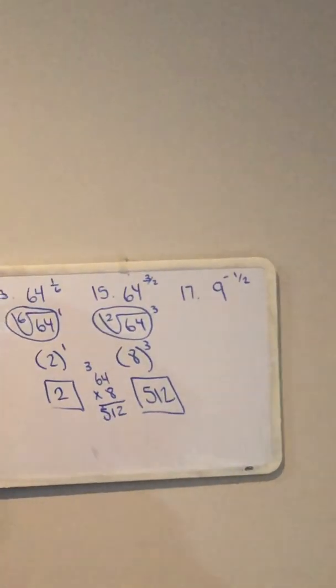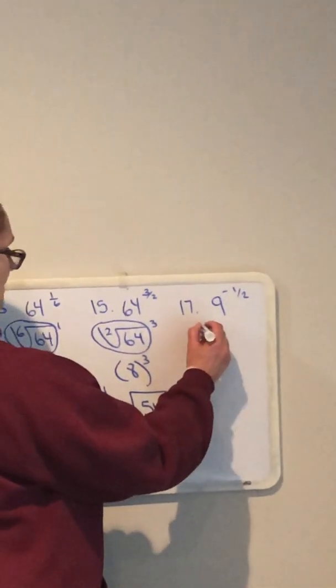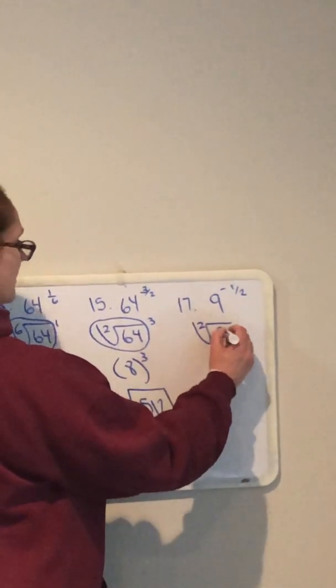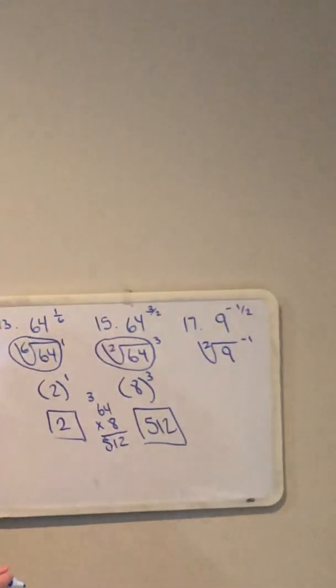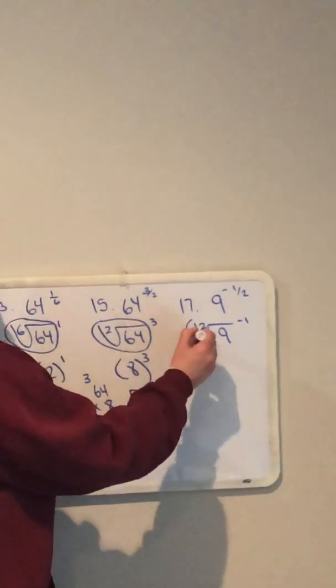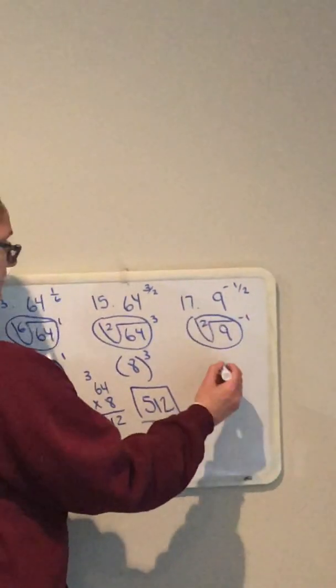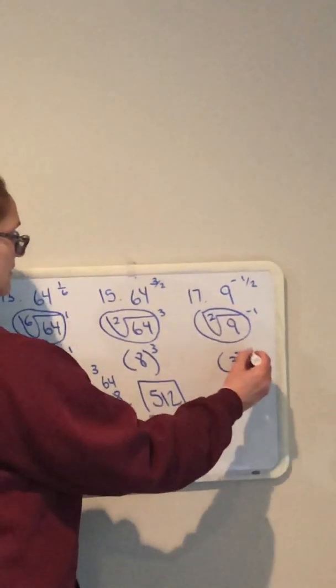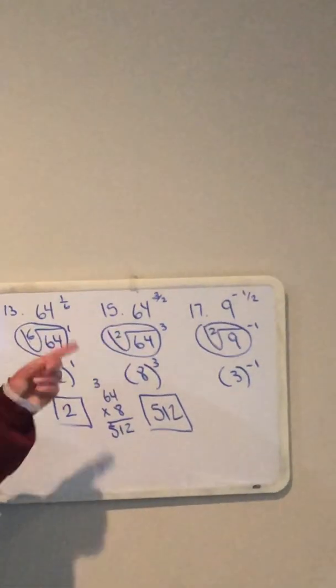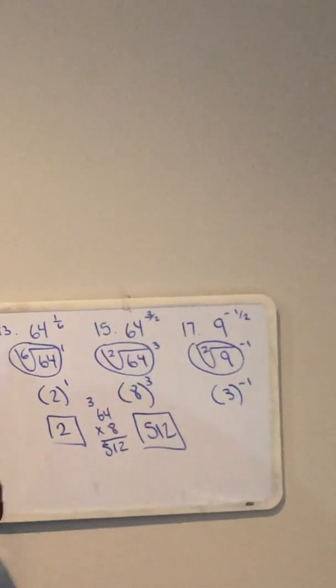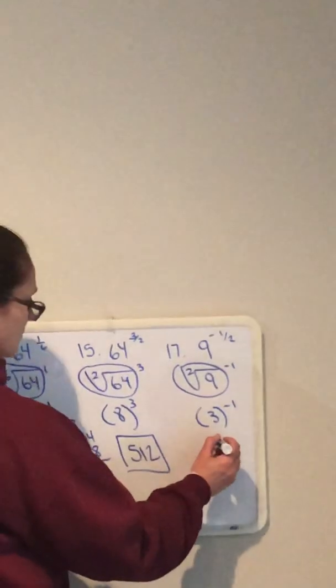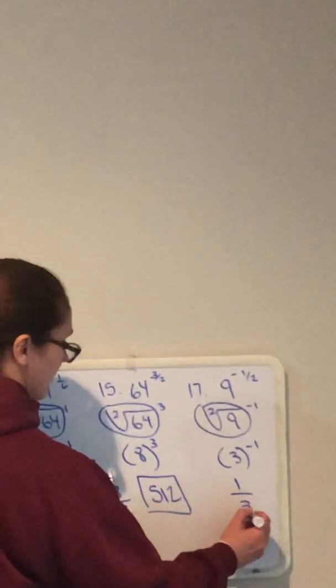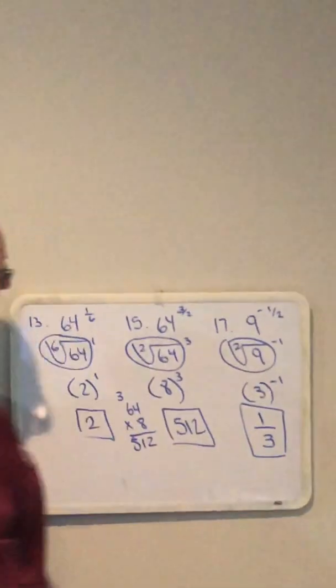17, 9 to the negative 1/2 means the square root of 9 to the negative first. Square root of 9 is 3 to the negative first. The negative first power just tells you to relocate the 3. So the answer to this question is 1 over 3. That's 17.